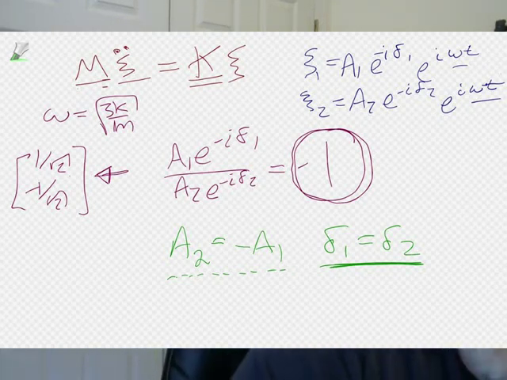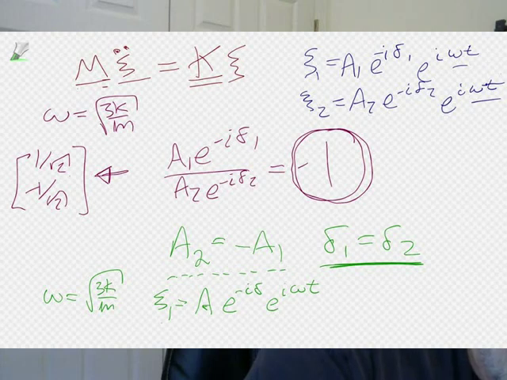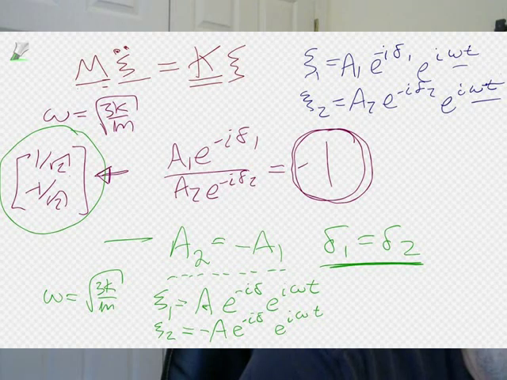So this tells us, putting these things together, that one of our solutions, omega is equal to root 3k over m, in that case, we have, and they have to go together, xi1 is equal to a, I'm just going to call it a, because we know how they relate to each other, e to the minus i delta times e to the i omega t. And xi2 is equal to minus a, e to the minus i, same delta, e to the i omega t, right? So the fact that this was the eigenvector set these constraints on this, and that tells us here is one pair of solutions that we have that goes with this normal mode.